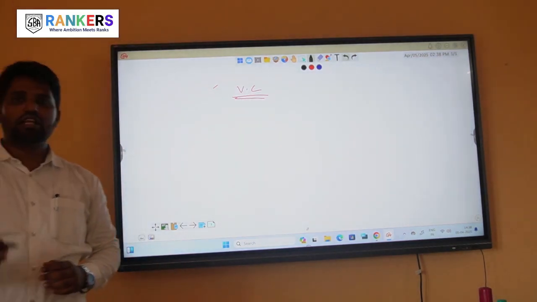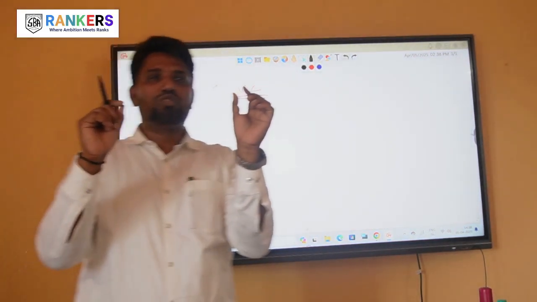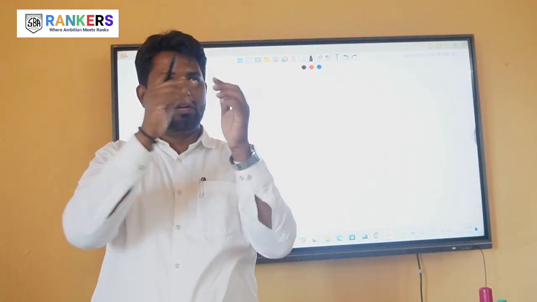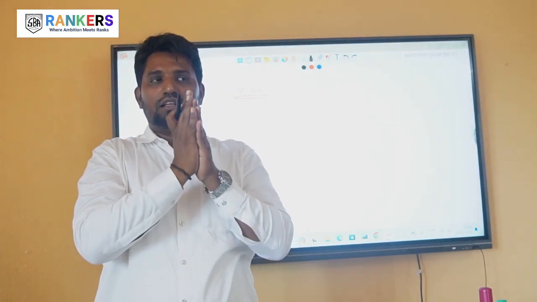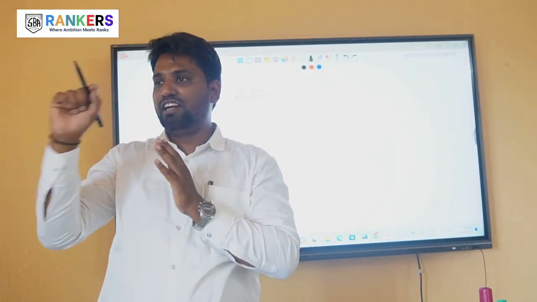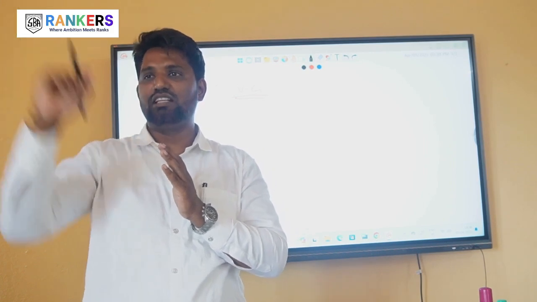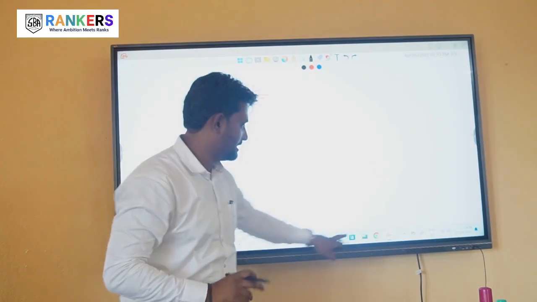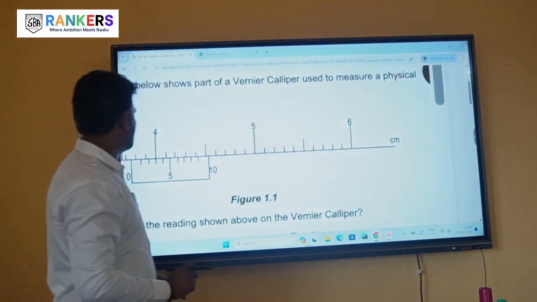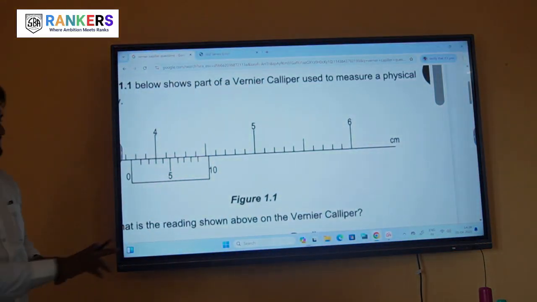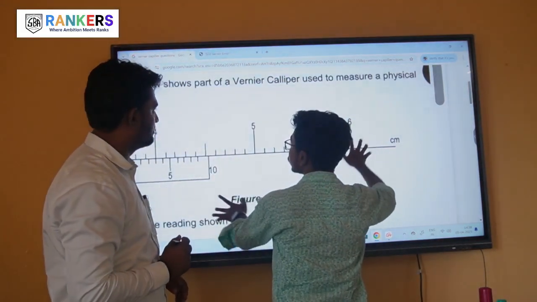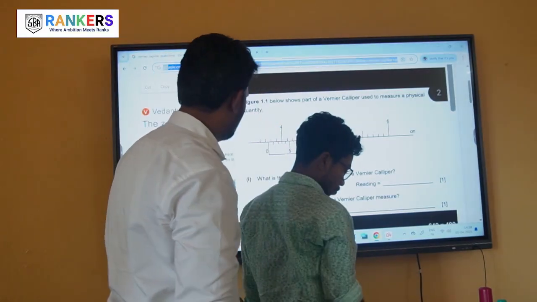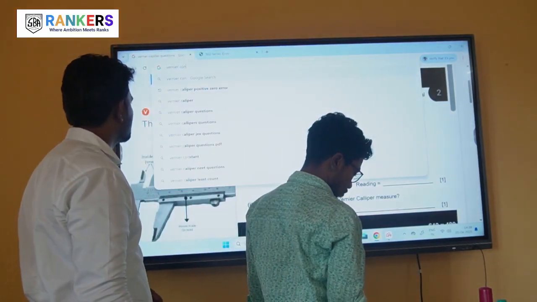Tell me one thing. If no object is placed in the apparatus, you can touch the jaws, the 2 lines you can touch. Okay. Then you see the 10 Vernier scale divisions exactly match with 9 main scale divisions. If you want to see the picture, again you can see how it looks like. Vernier constant diagram.